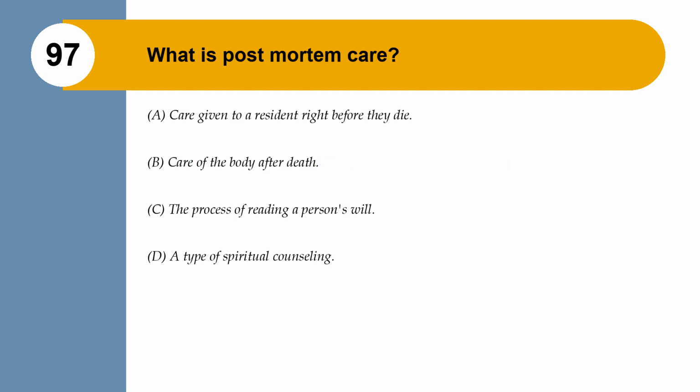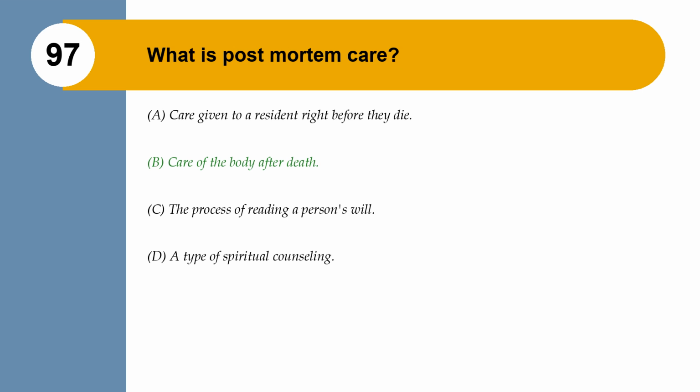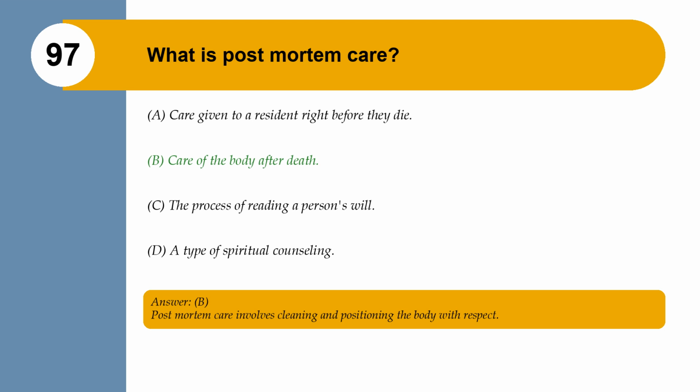Question 97. What is post-mortem care? Option A, care given to a resident right before they die. Option B, care of the body after death. Option C, the process of reading a person's will. Option D, a type of spiritual counseling. The correct answer is option B, care of the body after death. Explanation: Post-mortem care involves cleaning and positioning the body with respect.